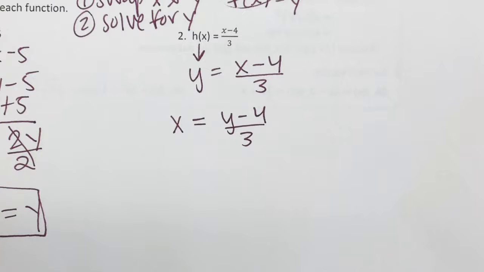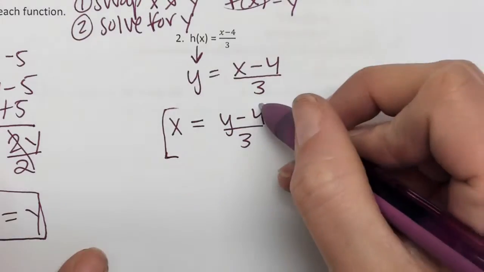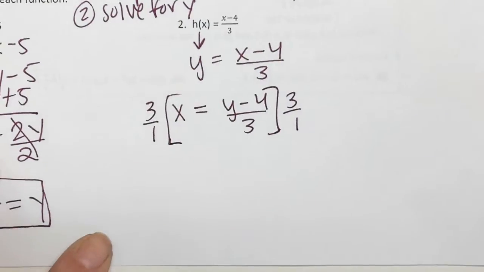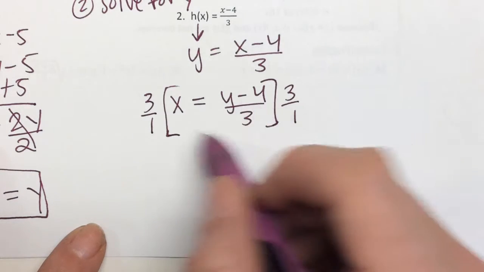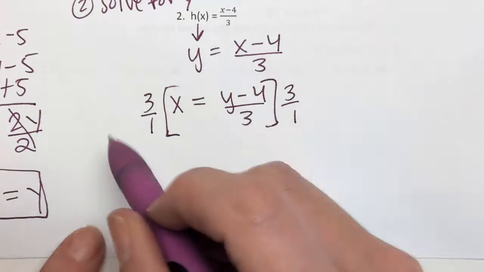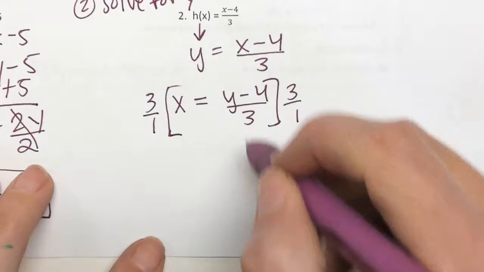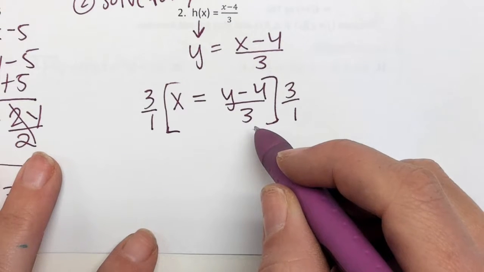Alright, I need to get y by itself. What do I need to get rid of first? The 3. The 3 is what's making it a fraction, right? So right now y is being divided by 3, so we would multiply by 3. Does it make a difference? Well, we can't just add 4 to both sides because this is 4 over 3, we'd have to add 4 over 3 to both sides. And then we'd still have y over 3. So it's better to get rid of the fraction first.